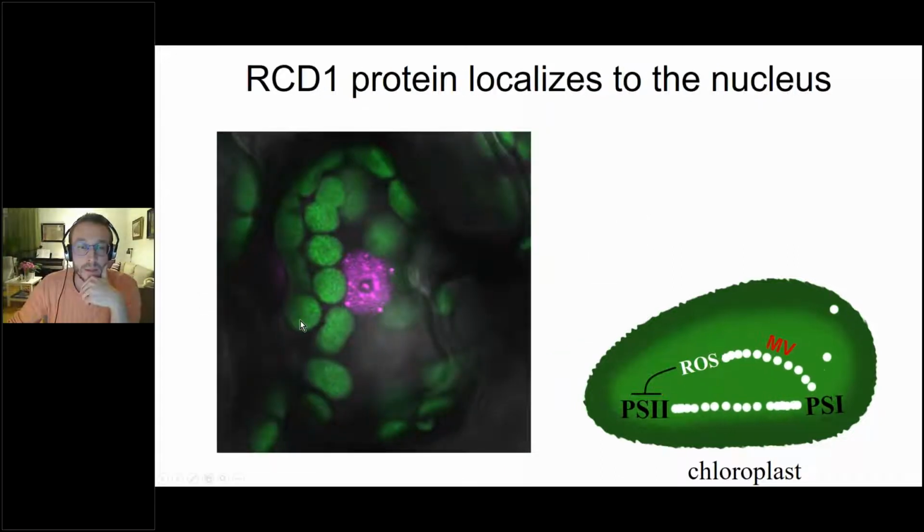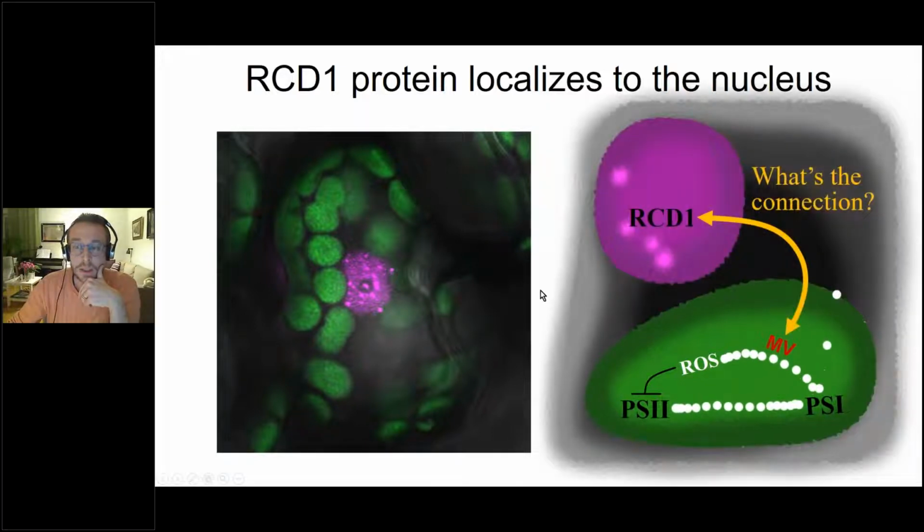RCD1 is shown here in the left panel as these purple dots inside the nucleus. We can see it in the nucleoplasm and in the nuclear bodies inside the nucleus. Chloroplasts are these green structures. This is a mesophyll cell of Arabidopsis. So the question is, what is the connection between the nuclear protein RCD1 and the processes in the chloroplast?